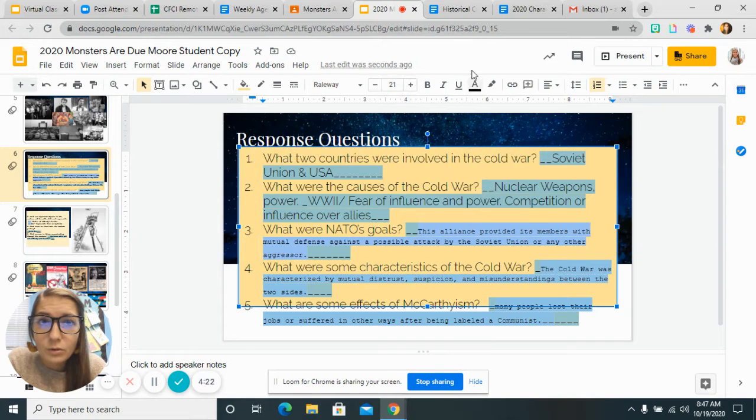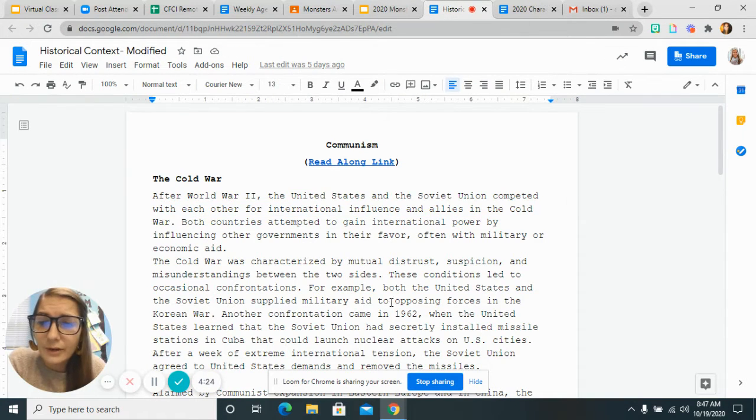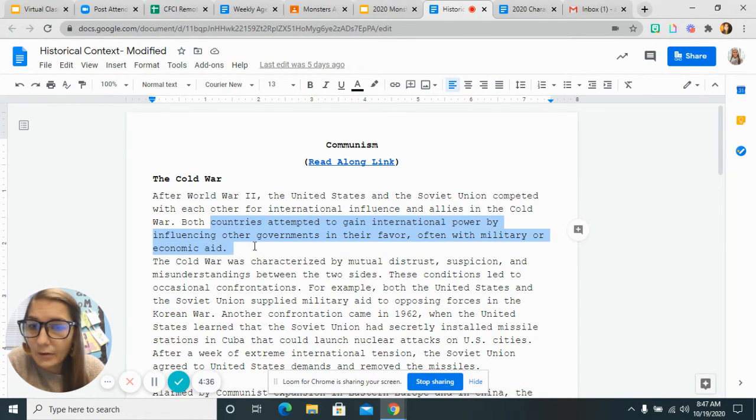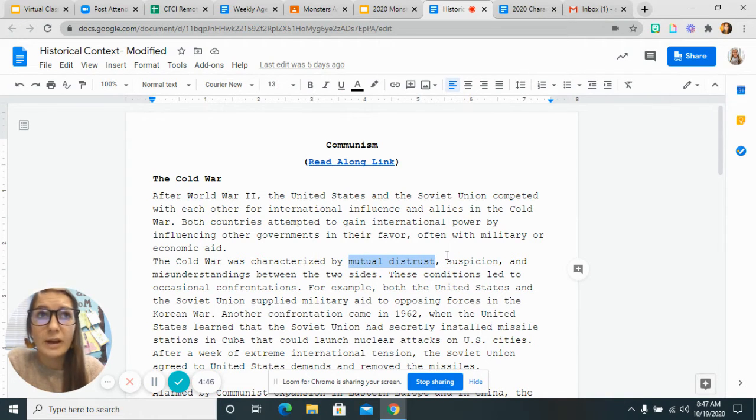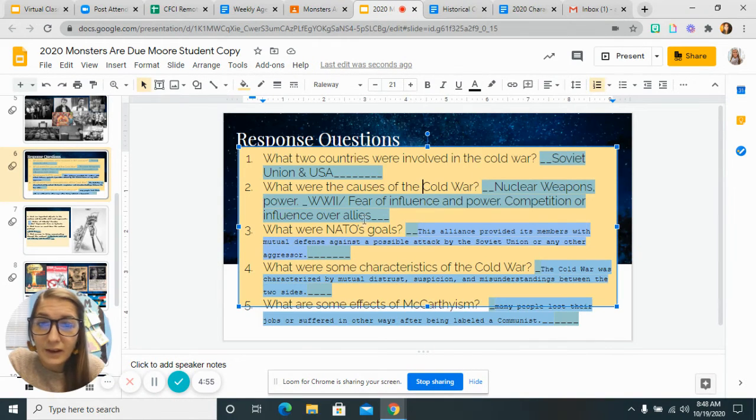What were the causes of the Cold War? In our reading, it doesn't necessarily point it out, but it says after World War II, there was competition. Countries attempted to gain international power by influencing other governments in their favor. So we talked about in class how there was distrust globally because World War II had just ended like 10 years before. So people were terrified that it could happen again. So World War II is definitely a big factor.